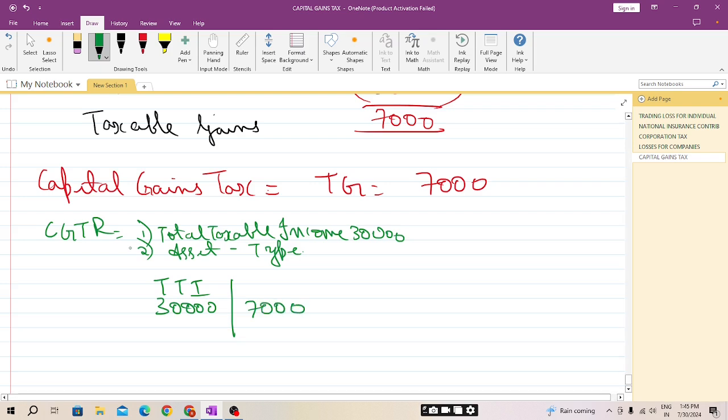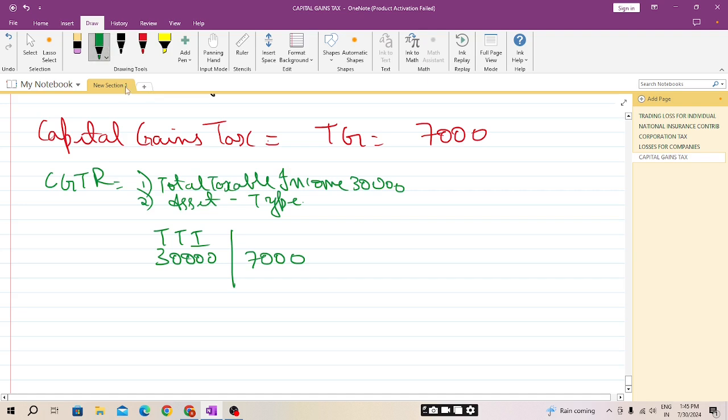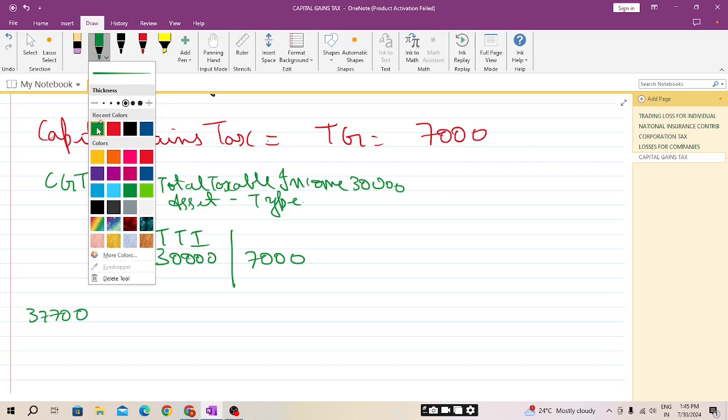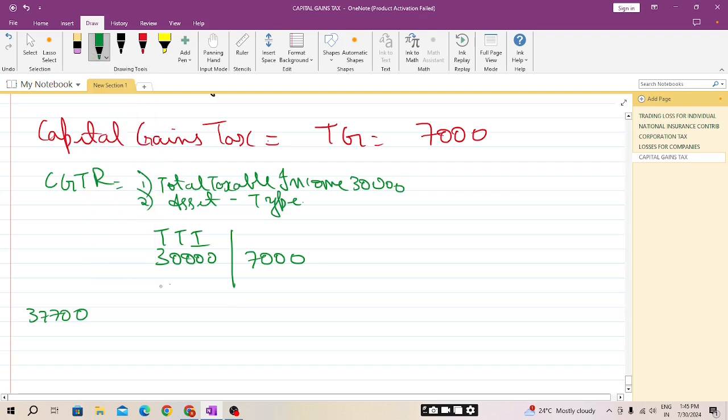So now students, this is our total taxable income. The capital gains will be treated as the top slice of income. Now the rate of tax will depend on the tax band. Our basic rate band is 37,700, students. As the taxable gain is falling under the basic rate band, we have the percentage of 10%, students.